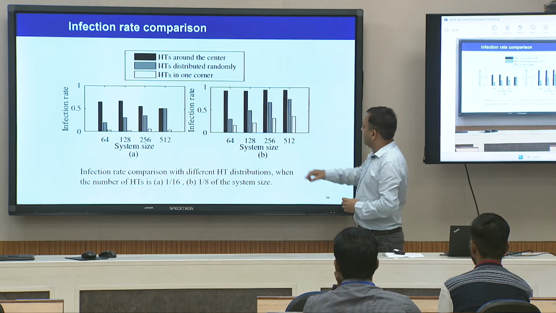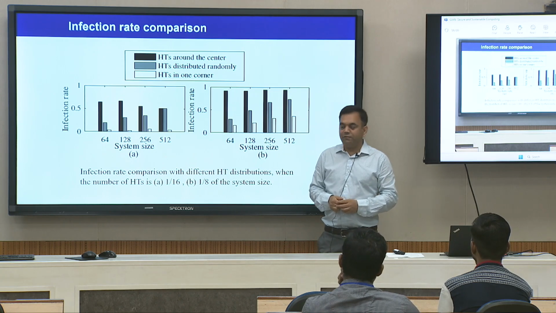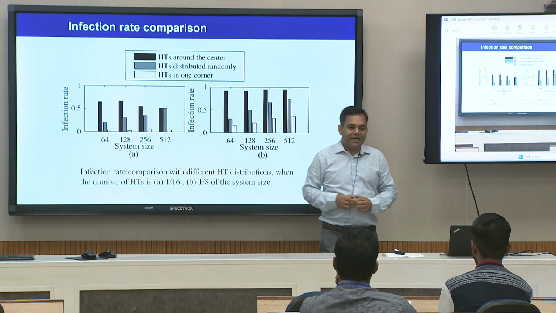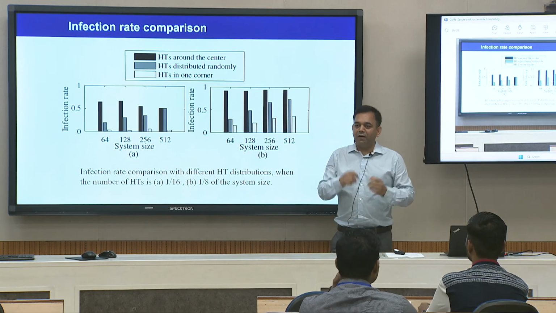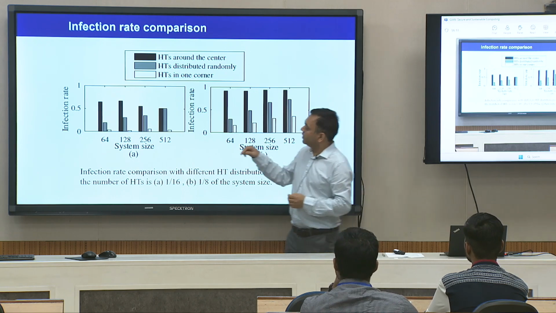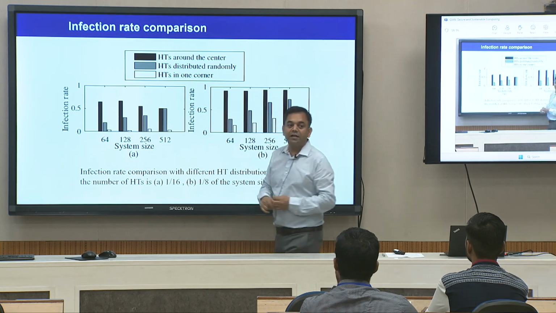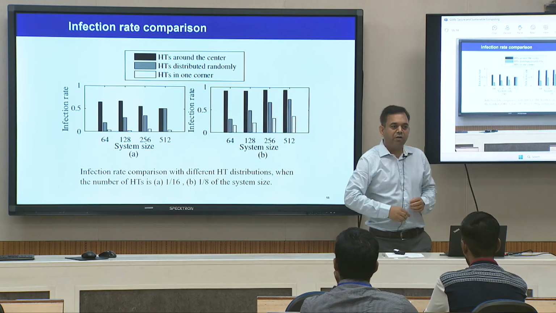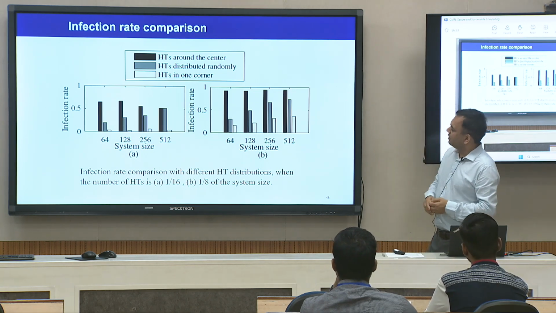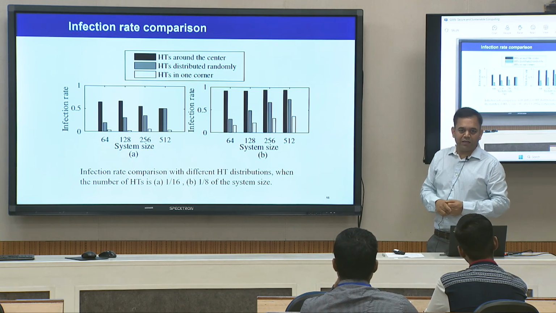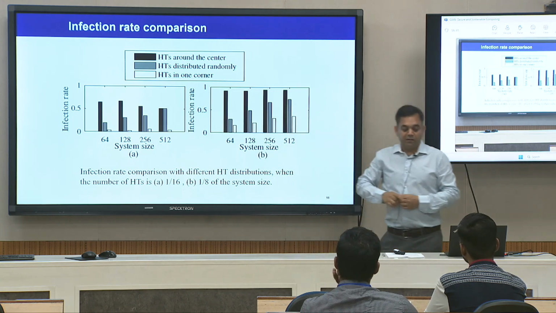In the second one, here 1 core out of 16 is infected, and here 1 out of 8 is infected. So the number of hardware trojans or infected cores is double. That is why the infection rate here is this much, but here it's very high, because the number of hardware trojans is just double. You can't say the infection rate is exactly double, but it is much higher. But this trend is always there.